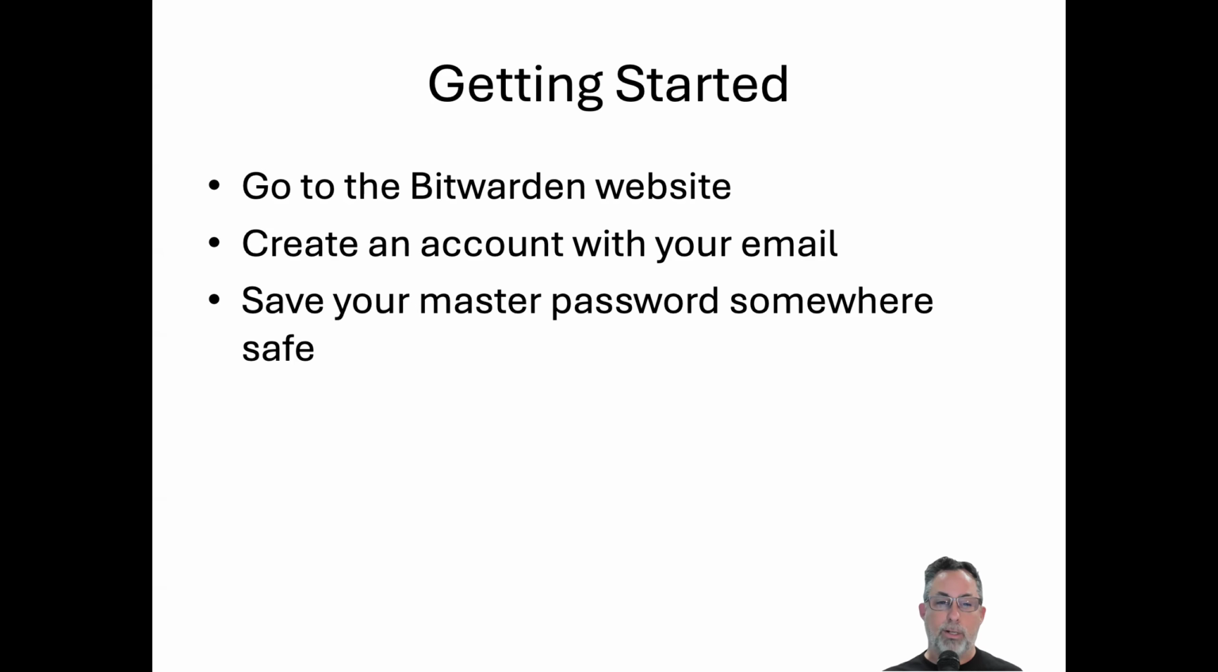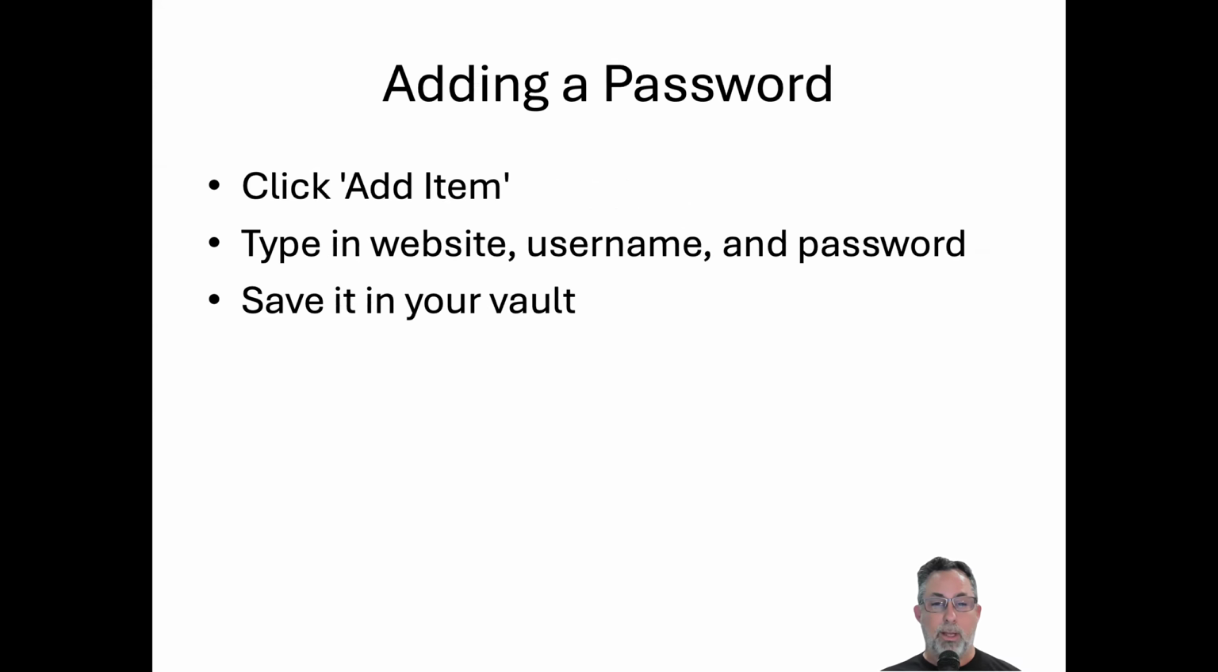So you go to bitwarden.com, you'll create a new account, you'll use your email, and then come up with a good password. Then once you have an account, and I'll show you some screenshots in a minute, let's say you're going to Facebook. You're checking on your kids on Facebook. You say, oh, let me add my Facebook credentials. You click add item.